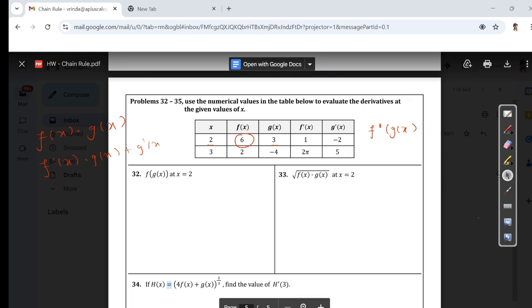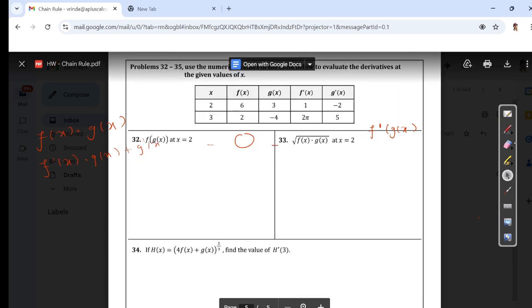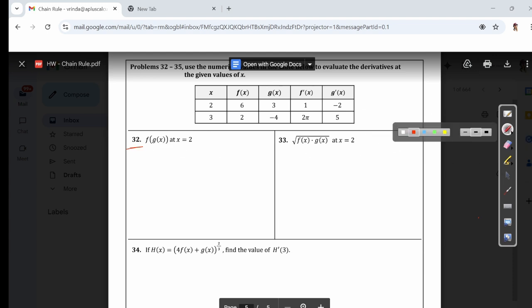Like how you have to do the question, and then let's try 34 and 35. 32 I will send you. This is, we cannot do 1 times 3, that will be wrong. 33. Okay, let's do 34. We have to find out the value of h prime 3. This is h of x.